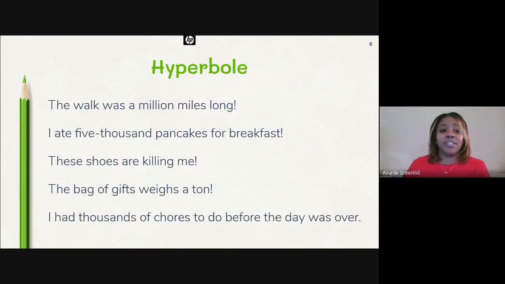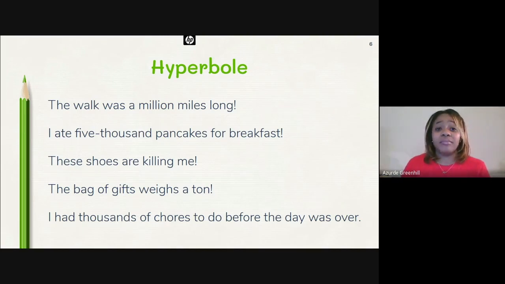So some examples, the walk was 1,000,000 miles long. So did you really walk 1,000,000 miles? No, you didn't. It may have felt like it, which is what the author is trying to convey. It felt like it was a really long walk, and it may have been a really long walk, but it wasn't 1,000,000 miles.